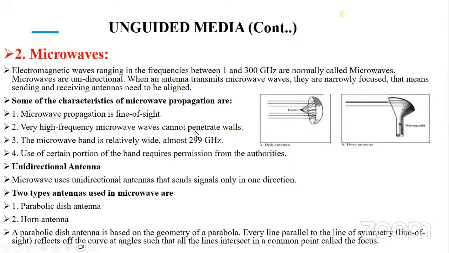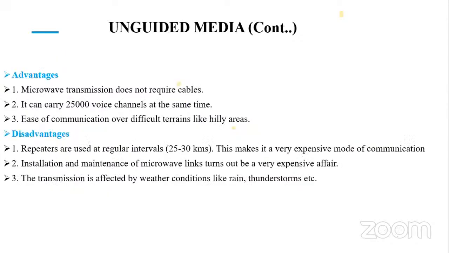You can describe antennas too. This is one example actually. We will see the advantages of microwaves. Microwave transmission does not require cables. Yes, it is wireless. It can carry 25,000 voice channels at the same time.